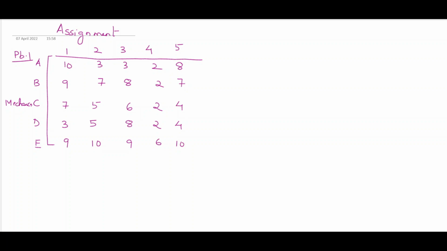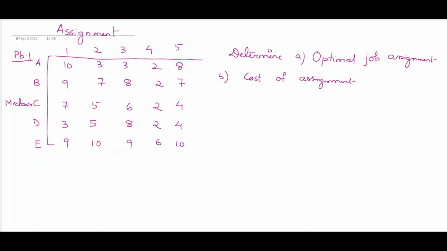So now I'll tell you how to work out this problem. The question is given to you that you have to first determine optimal job assignment. Optimal job assignment means that when you allocate different jobs to different people in such a way that your cost is minimum. And what is the optimal cost? That is the cost of assignment. You can give work to anybody else, but at that time your cost may increase.